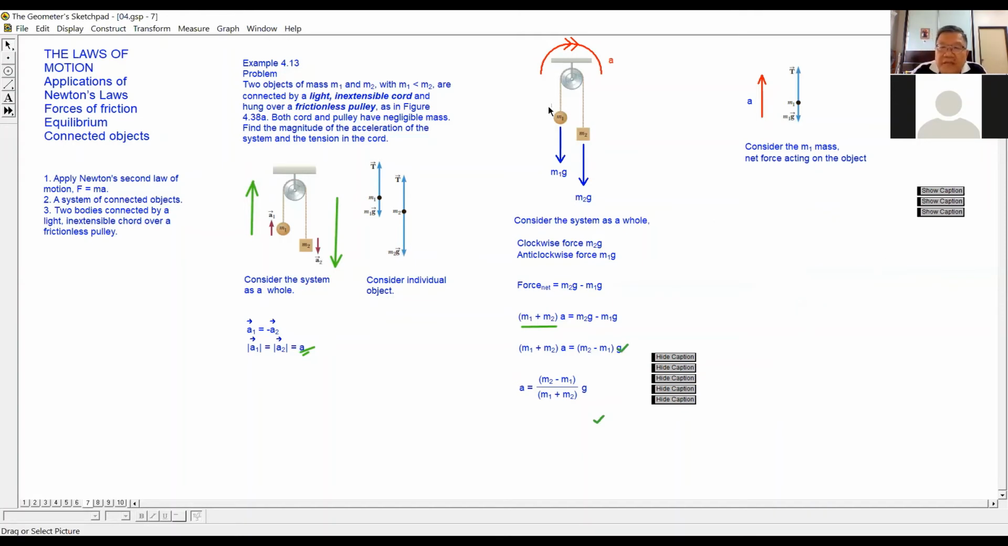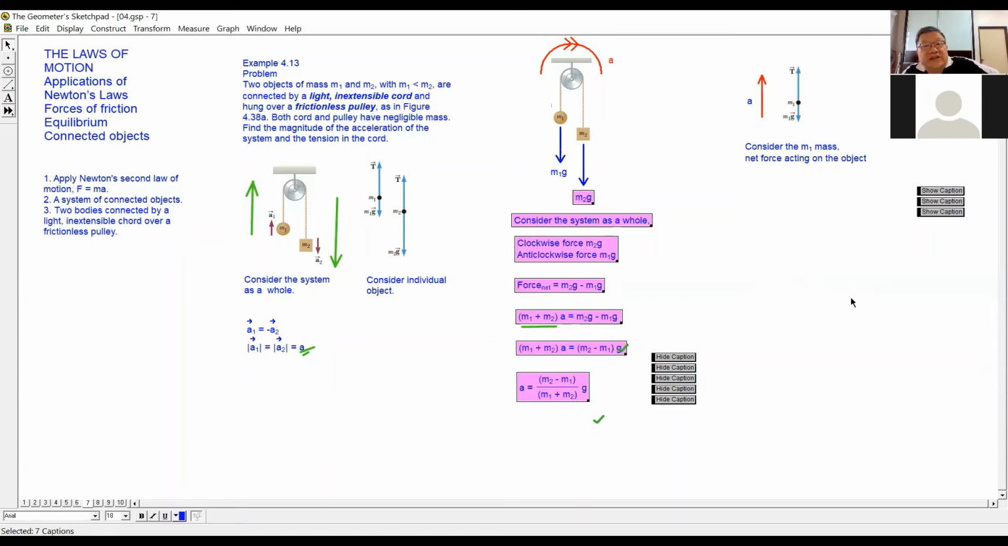Now, if there's no question, we want to find out how much is actually the tension in the string or the rope here. String better, because rope is very heavy. It cannot be light and inextensible anymore. So I call it a string. How much is the tension in the string here? You can only find out the tension in the string when you consider the individual objects, not the system as a whole. Earlier on, we considered the system as a whole. So the tension doesn't exist. The tension, they cancel each other.